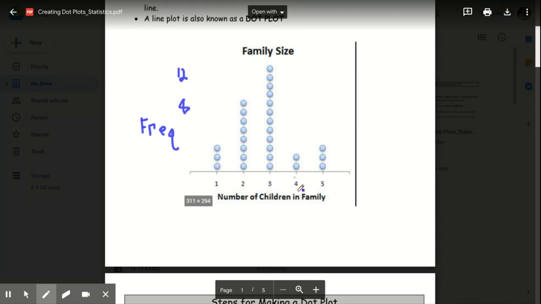What's the frequency of families that had 4 kids? 2. 2 families had 4 kids. How many families had 5 kids? 1, 2, 3.